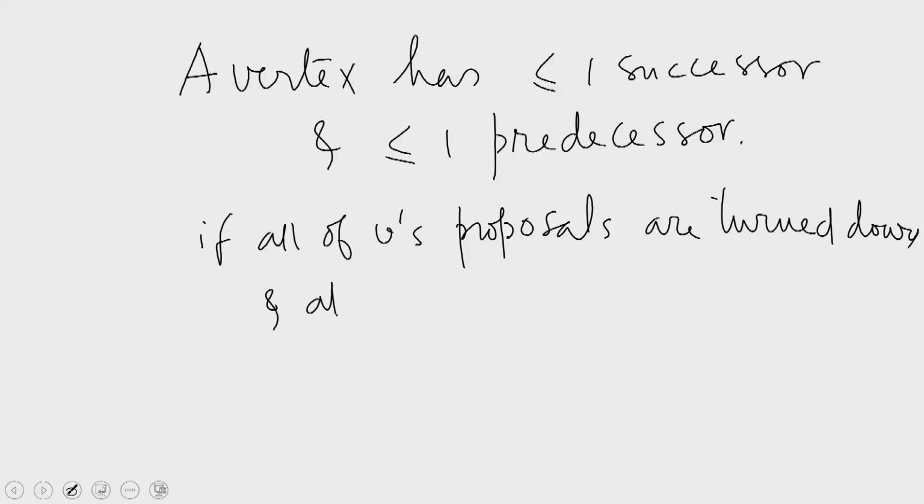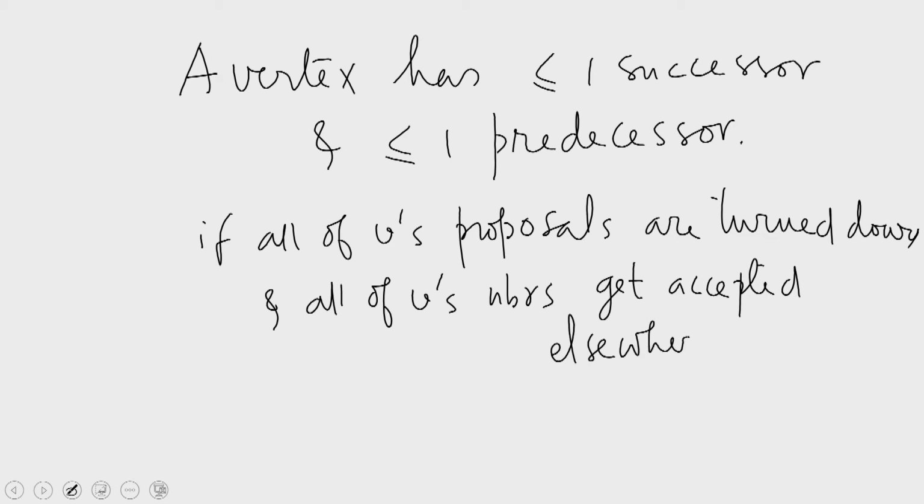That happens when all of V's neighbors get accepted elsewhere. That is, in the adjacency list of these neighbors, V happens to be rather way down, and all the neighbors of V get accepted before they come to V. For example, if V happens to be the 10th neighbor of all its neighbors, and all of them get accepted, let us say, by the 9th round of proposals, then we will never get to choose a successor. So it is possible that V has neither a predecessor nor a successor. So in this case, V has no successor and no predecessor.